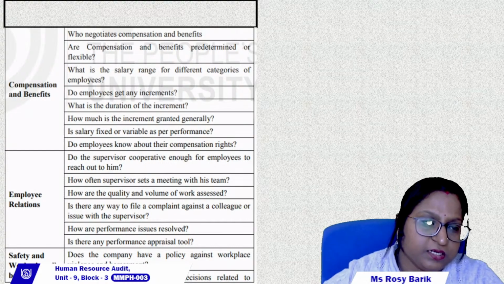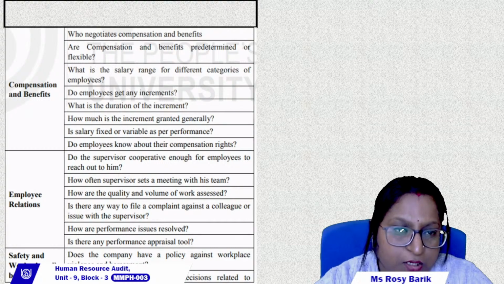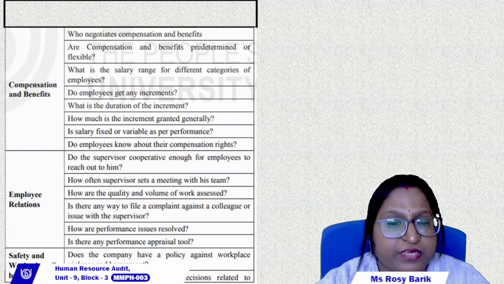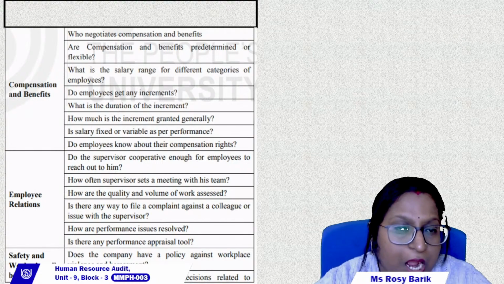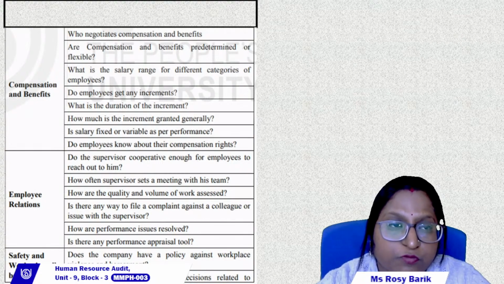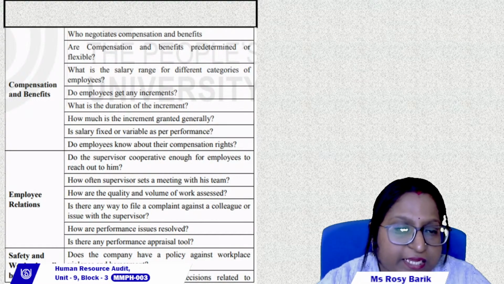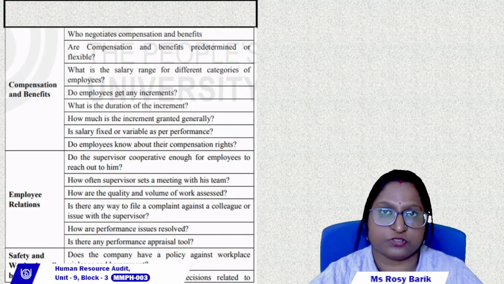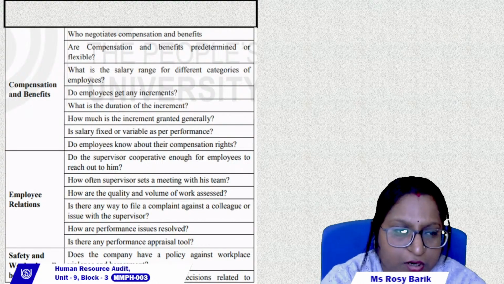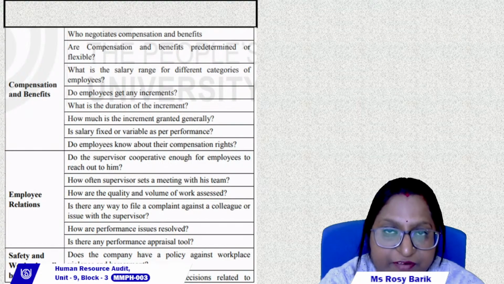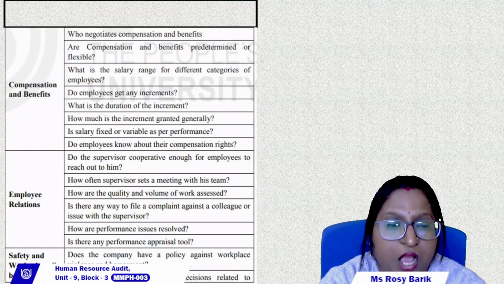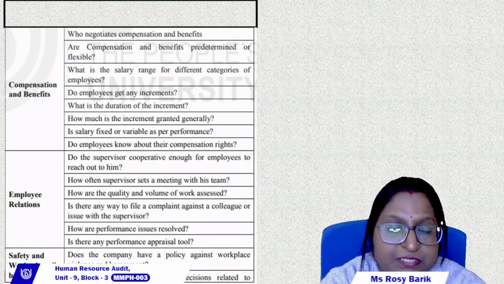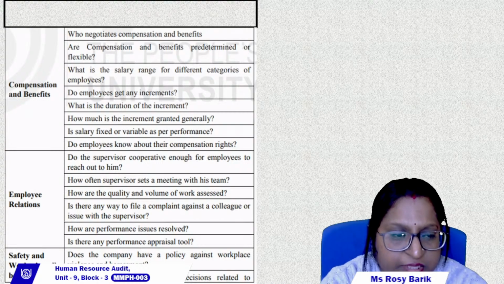Now we'll be discussing employee relations. Does the supervisor set a meeting with his team? How are the quality and volume of the work being assessed? Is there any way to file a complaint against a colleague or supervisor? Or in simple terms, is there any grievance redressal cell? How are the performance issues resolved? Is there any performance appraisal tool?